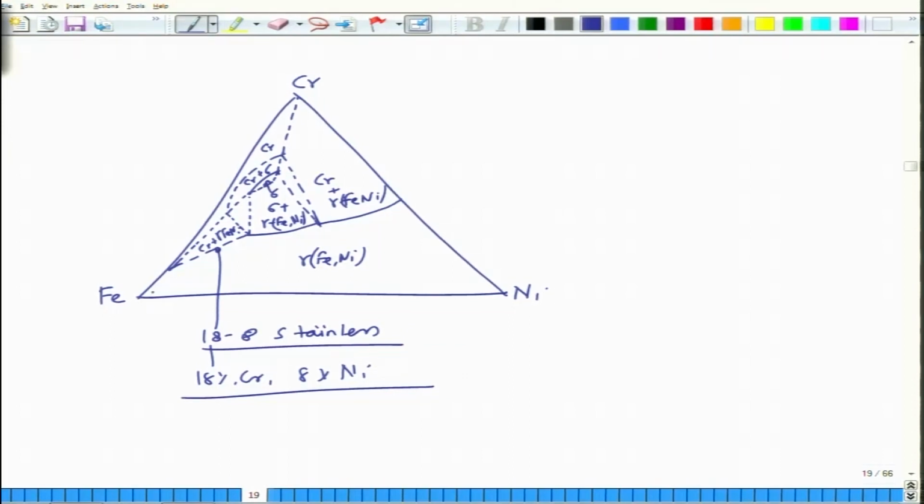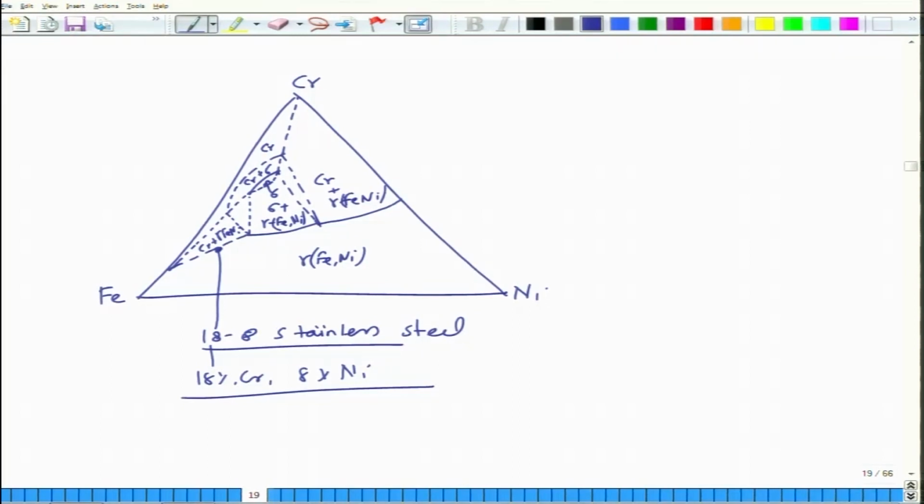Somewhere here you will have the iron chromium system. Somewhere here, when you are in the iron nickel rich region, you will have basically the gamma iron nickel region, and so by interplaying the compositions, you can design alloys. For example, as I said, this is the 18-8 stainless steel, which contains 18% chromium and 8% nickel, which is a very famous stainless steel alloy. So these are certain examples of ternary systems that we have.